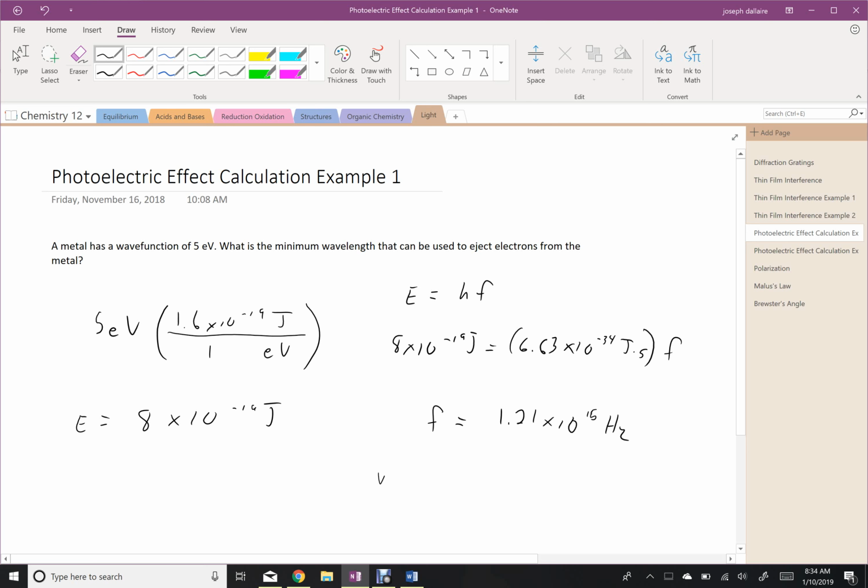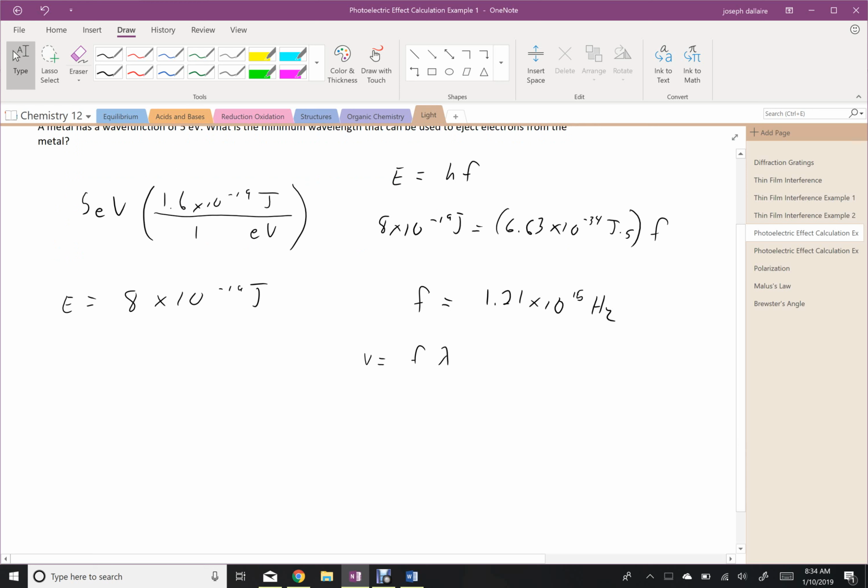And now I can use the universal wave equation, v equals f lambda, because I know the speed of light, to determine what the wavelength of that light would be. So 3.0 times 10 to the 8 meters per second, frequency is 1.21 times 10 to the 15 hertz, and its wavelength. And I got a wavelength of 2.48 times 10 to the negative 7 meters, or 248 nanometers.